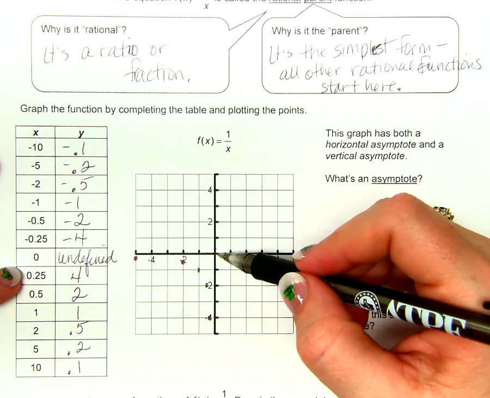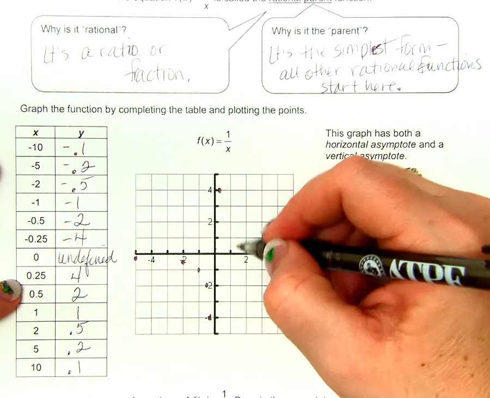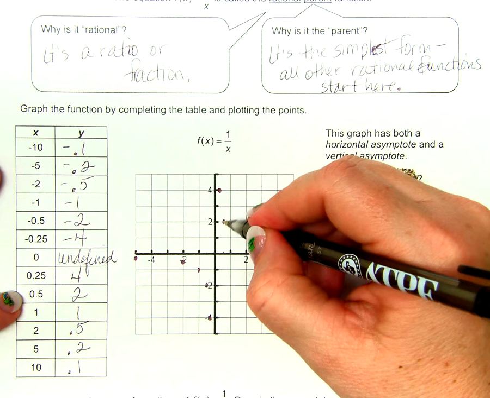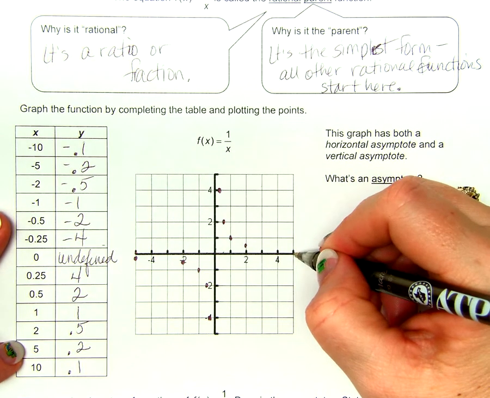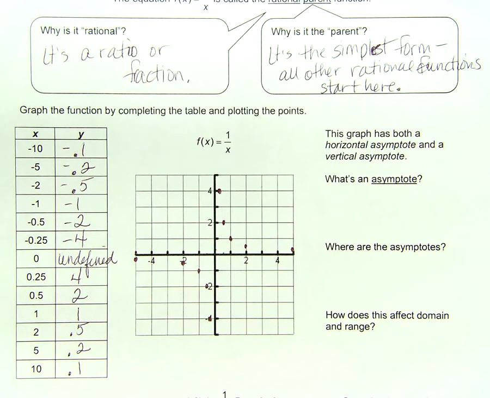Okay, we'll get to it in a minute maybe. 0.25 up to 4. 0.5 to 2. 1, 1. 2, halfway up. 5, a little bit of way up. Now, can I connect these? How do you know I can connect them? How do you know it's continuous? What did we put into the calculator? Oh, there's a function. That's how we can tell we can connect it, okay? Because there's a function that's given to us, okay?